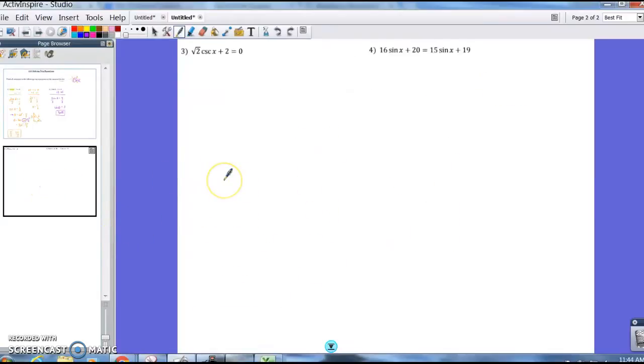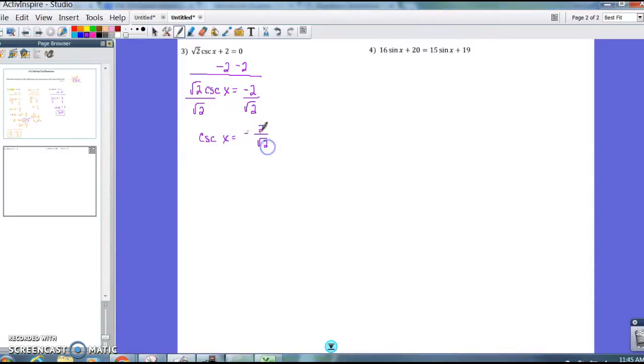Let's look at the next two problems. In number 3, we've got root 2 cosecant x plus 2 equals 0. First thing I'm going to do is subtract 2 from both sides. So I have root 2 cosecant x is equal to negative 2. And then if I divide both sides by root 2, I have cosecant of x is equal to negative 2 over root 2. As soon as you see root 2, that should tell you that you're dealing with your 45, 45, 90 triangle.